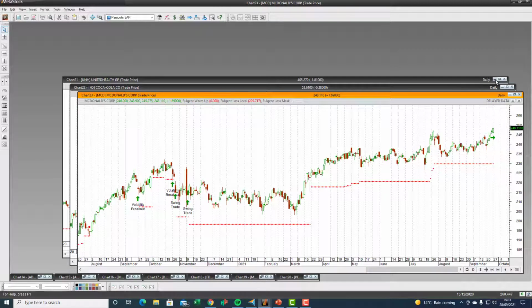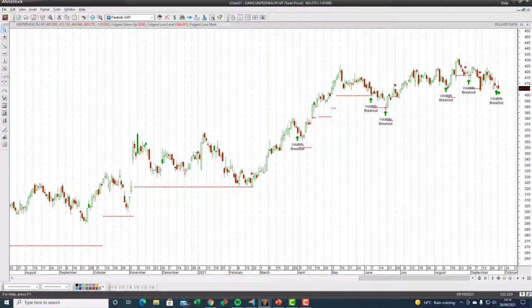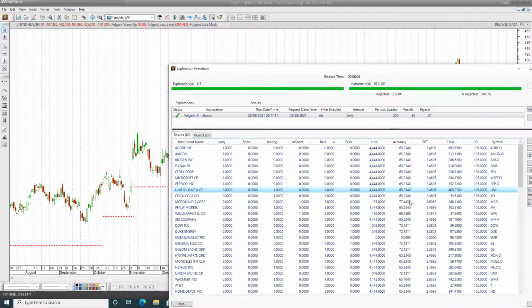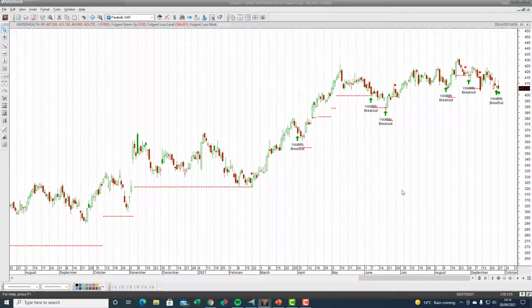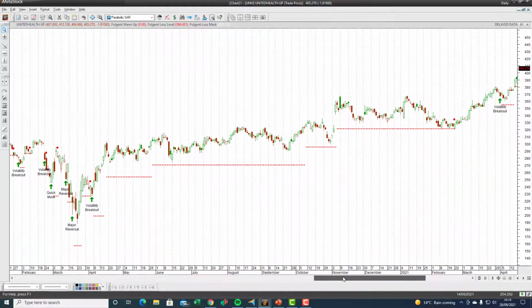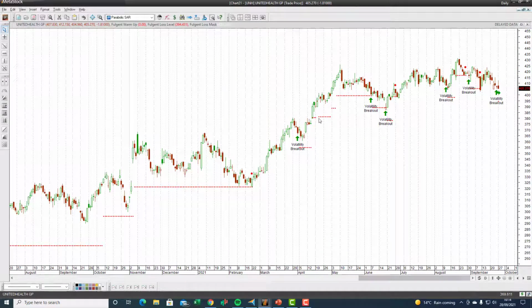Next up is United Health. Now this is also a 65% accurate AI engine on that one. So it's 105 volatility breakouts. Now, volatility breakouts are some of the lower probability trades. The major market reversal is some really high double-digit returns, but still the volatility breakouts are doing very well here. You can see it caught the major market reversal back here. April, May, June, July, August, a run-up all the way into 2021, and then up this staircase here.